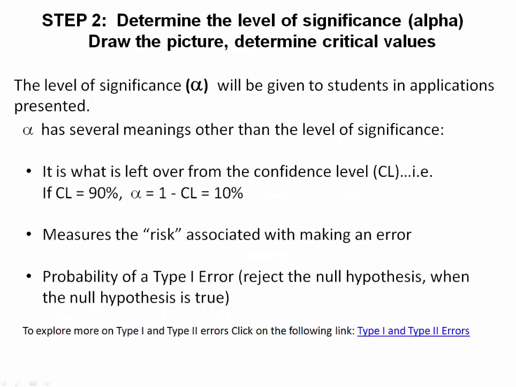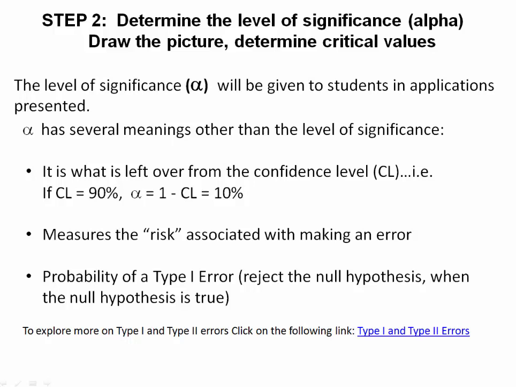values. In step 2, the level of significance, also known as alpha, will be given to the students in the applications that are presented. Alpha has several meanings other than the level of significance. As we've noted in our previous discussion, alpha is also what's left over from the confidence level. We talked about the confidence level when we talked about confidence intervals, and we gave some confidence levels that we normally use, such as a confidence level of 90%. We look at 90% and we ask what's left over. Well, 1 minus the confidence level, 90%, is 10%.